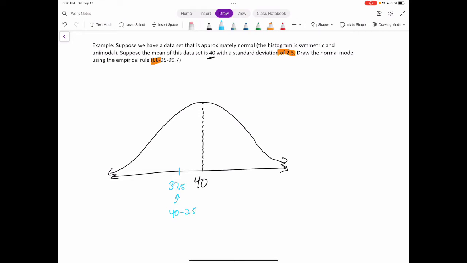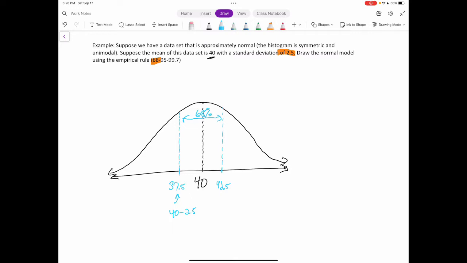All right, let's do a dotted line here. Okay, I'm going to do the same thing. I'm going to add 2.5 to 40. So that'll be 42.5, with that dotted line here. So what we are saying is that between those two blue dotted lines, 68% of our data will be between 37.5 and 42.5. That's what it means to be within 1 standard deviation.